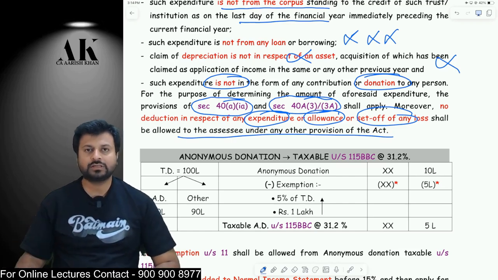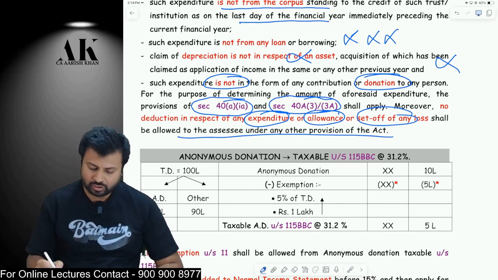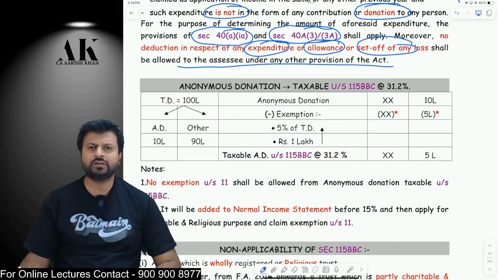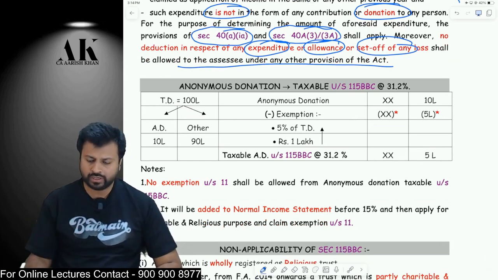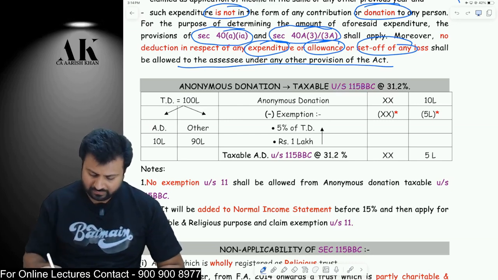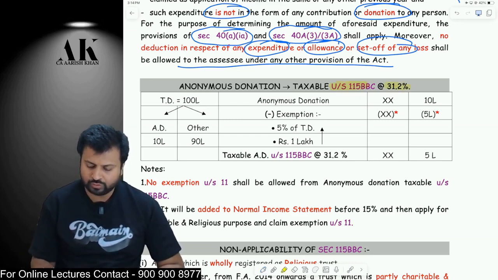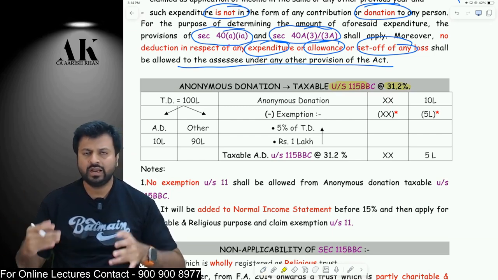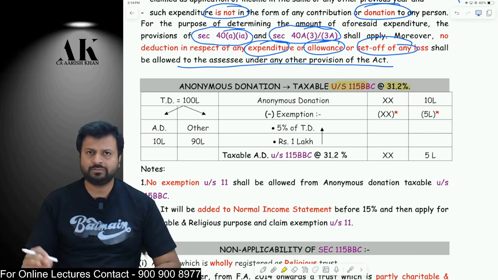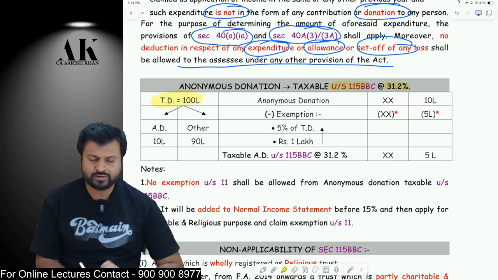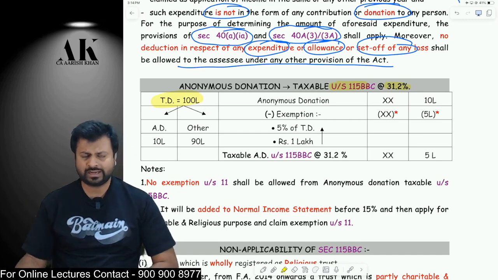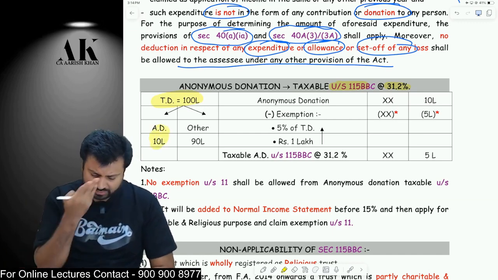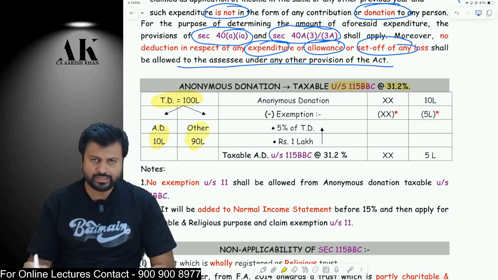Now let's talk about something which we have left at the beginning of the chapter, that is anonymous donation. Anonymous donation is a donation where the identity of the donor is not applicable. It is taxable under section 115BBC at 31.2% plus surcharge also if applicable, if the income exceeds the limit of surcharge. Now how will anonymous donation be taxable? For that purpose, let us take an example. Suppose you have received a total donation of 100 lakhs, out of which anonymous donation is 10 lakhs and other donations are 90 lakhs.